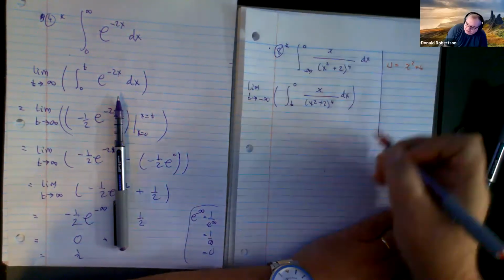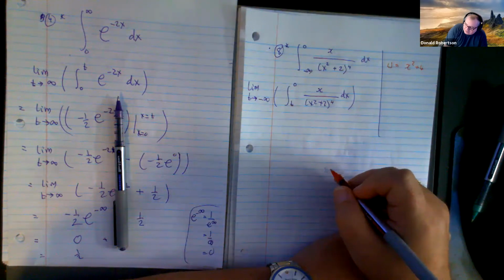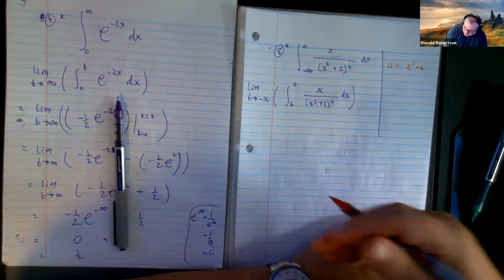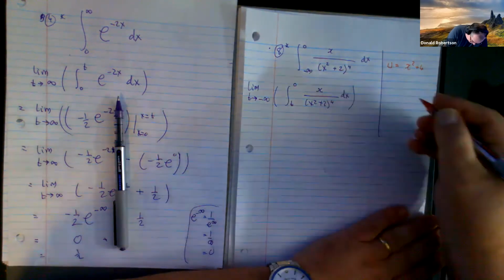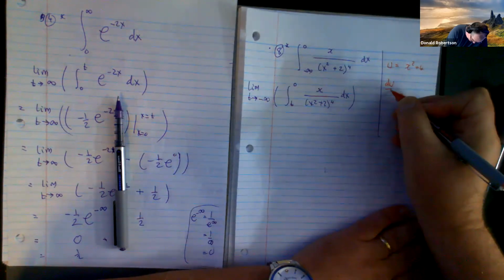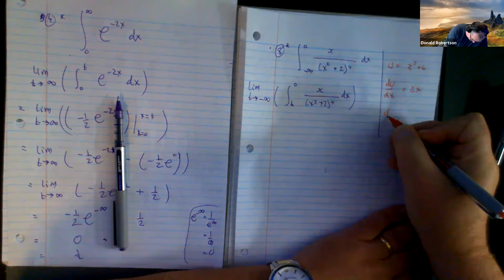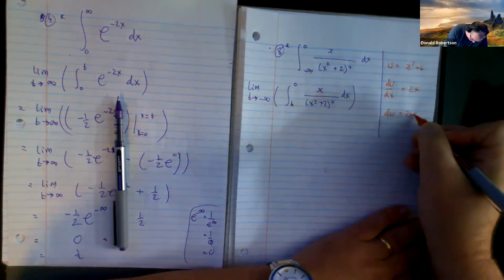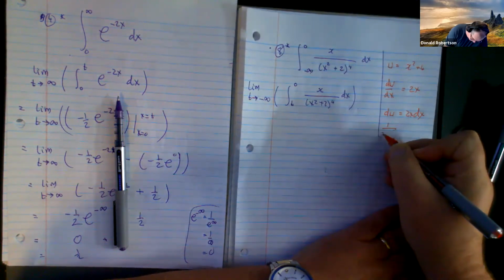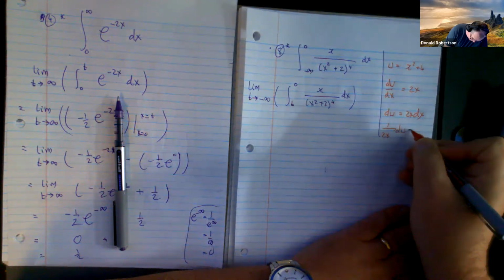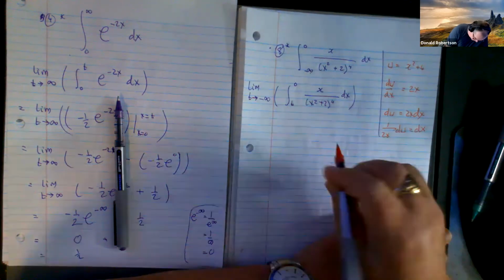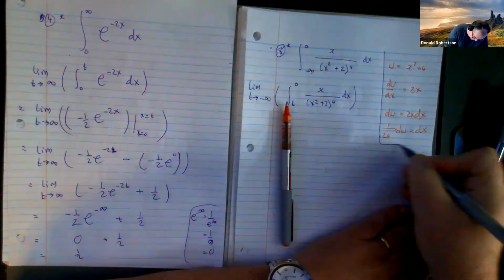Are these getting easier, the u subs? You just see enough of them, you start feeling comfortable with them. Differentiate, you get 2x. Cross over. Divide both sides by 2x. And you have now finished with that.